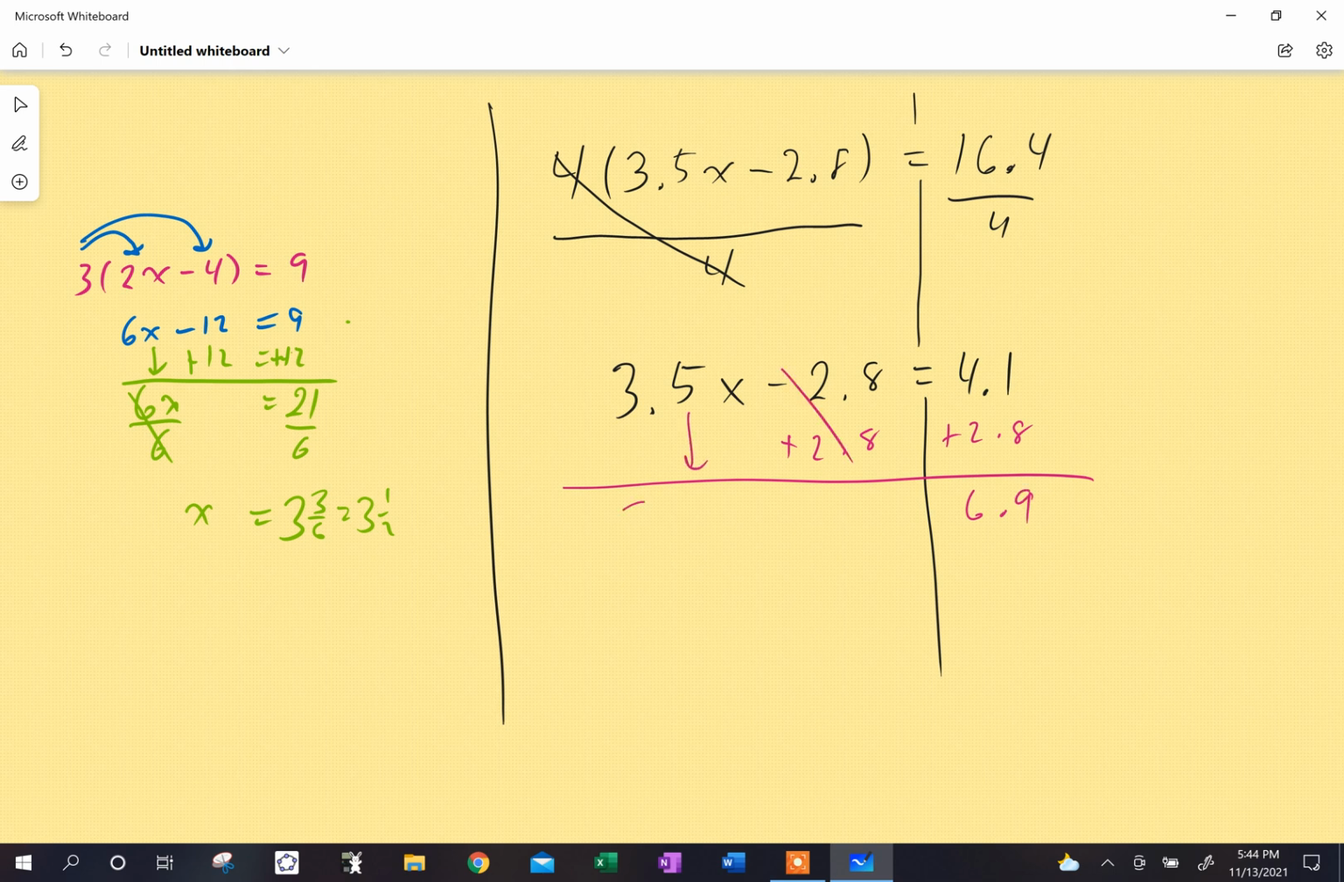Bring down my 3.5x. And that's supposed to be a 3.5, but this program is, as my son would say, dog water.